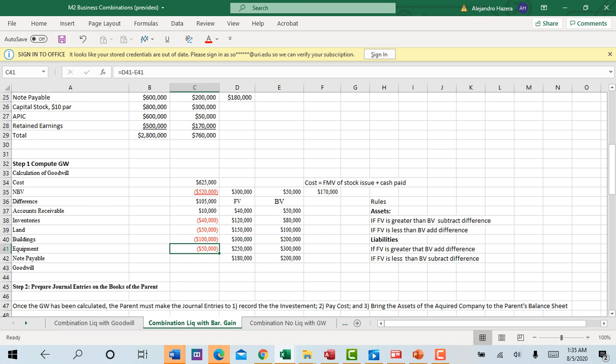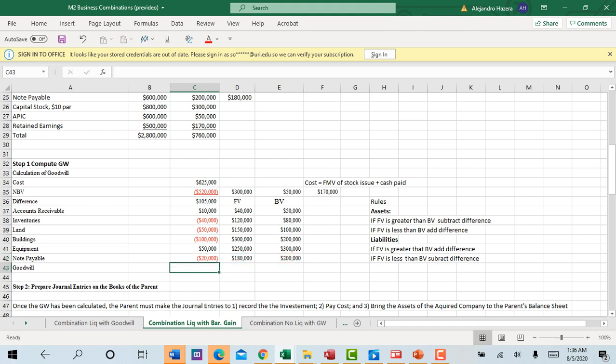Oh no, we should add that back. If the fair value is less, then subtract. That's equipment. What am I doing? That's equipment, so sorry. Okay, so this is an asset. So that should be, if the fair value is less, add it back. I had to see that. We'll just do that. And then for the liability, we'll just take 180 minus 200. That gives you negative 20,000 there.